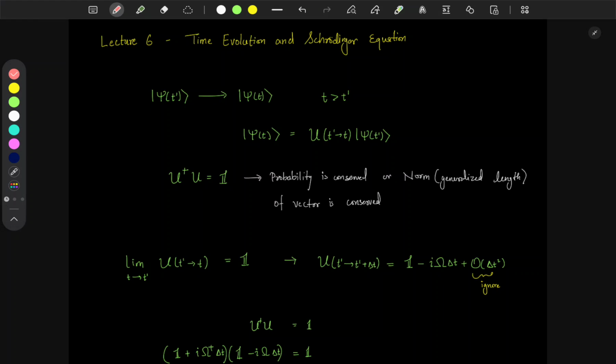Today we will discuss further the time evolution in quantum mechanics, and we will also discuss the Schrodinger equation. We will see the form of the Schrodinger equation.